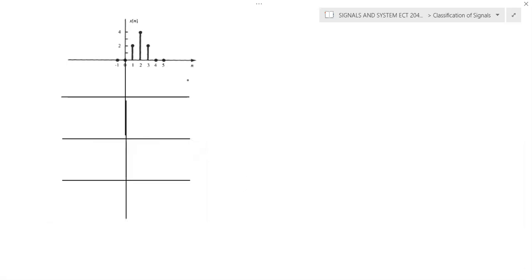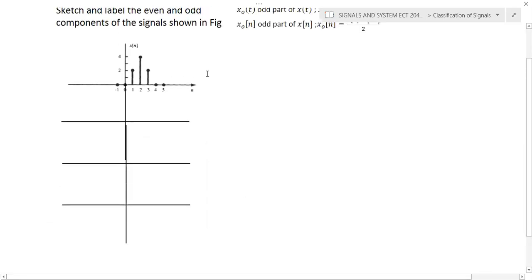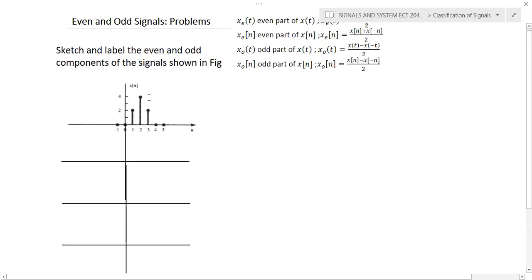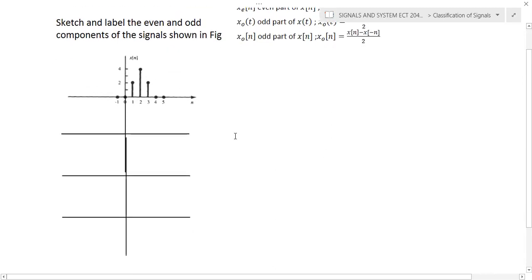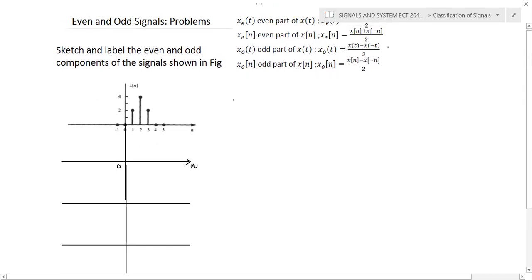So in the given question, again, we need to find its even component and odd component. So this is again a discrete time signal. So we need to find out its even and odd components. So here you can see that again, we need to find the even component, so this is the formula xe of n. So we need x of n and x of minus n. So x of n is already given. Now we need x of minus n.